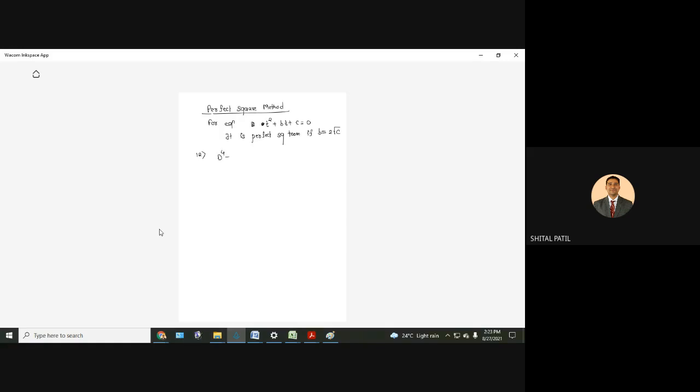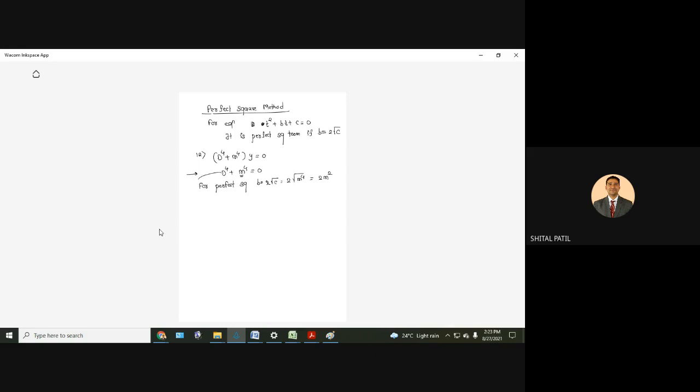D raised to 4 plus m raised to 4 equal to 0. For a perfect square, what should b be? 2 root of c. What is c, what is the constant? M raised to 4. So 2m square. Okay, what is the meaning of this?